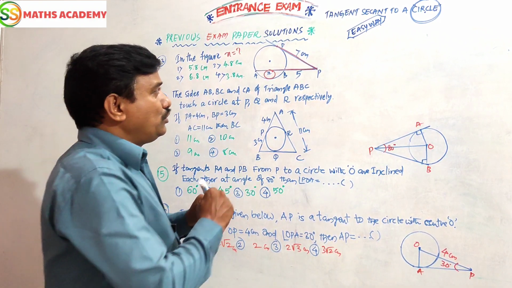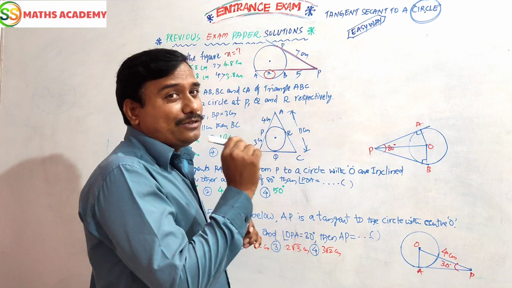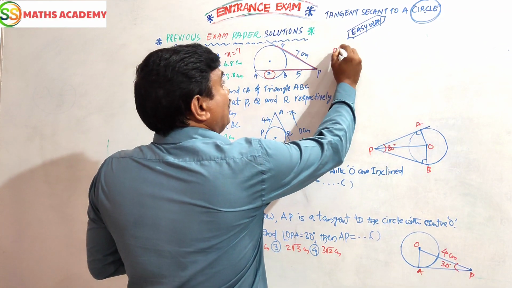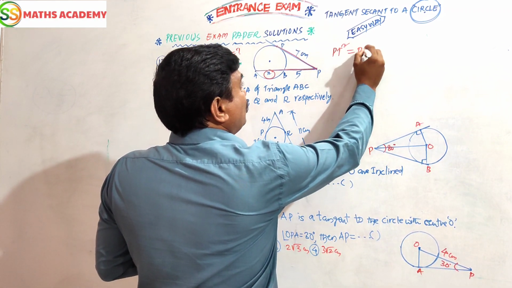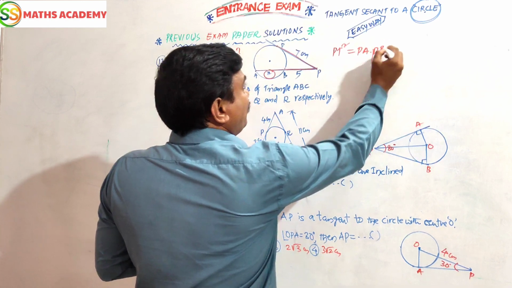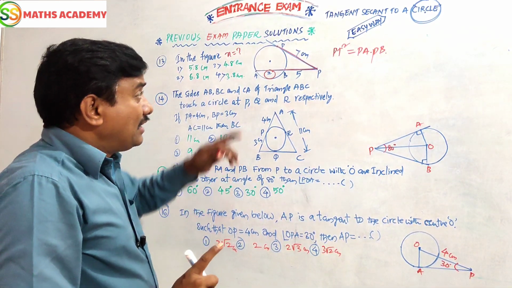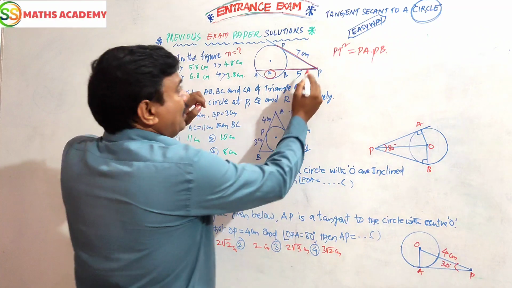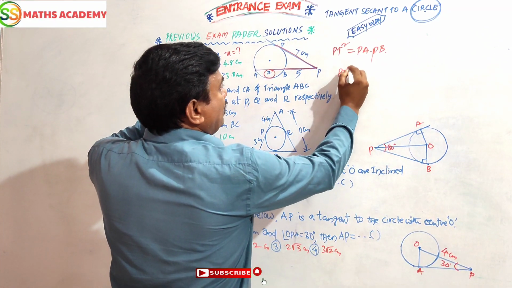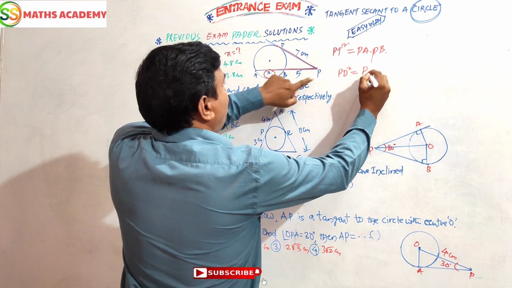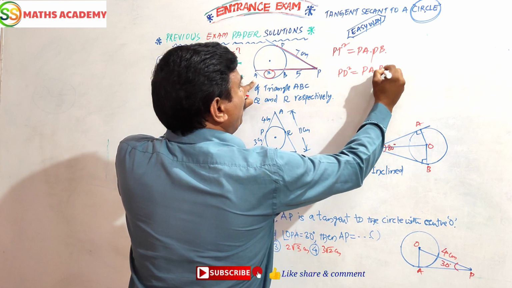In this case, we should use one theorem. In tangent and secant to a circle, the theorem is PT square equals PA into PB. Actually, this is a very interesting theorem. That theorem I should apply here. PD square equals PA into PB.